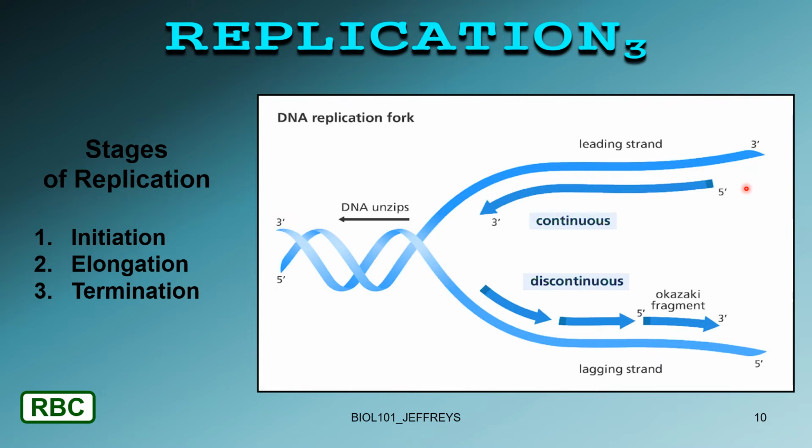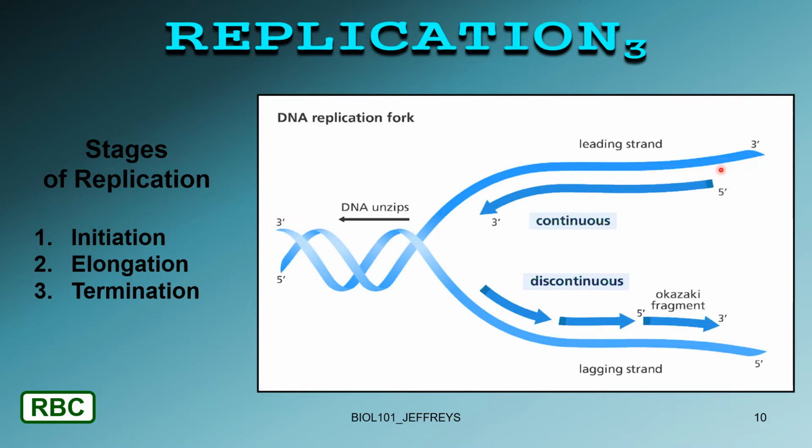And so what happens here, remember, replication is always in the 5' to 3' direction. We call this the leading strand because the replication here is continuous. In other words, we'll get to these breaks in a minute, but you see these little breaks down here? You see these little segments down here? That doesn't occur in this continuous strand. We call this the leading strand because it is continuous. There are no breaks in it.